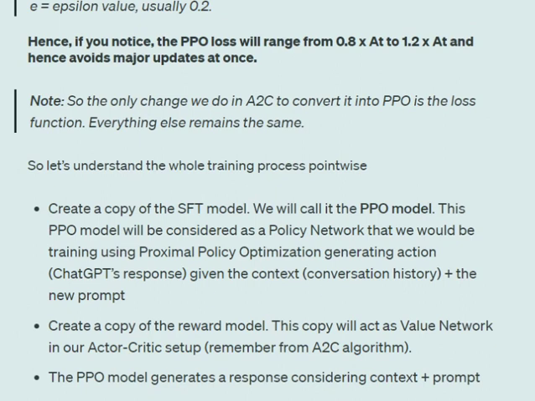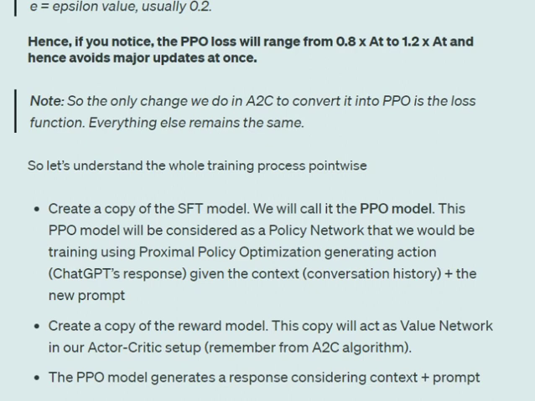So, in the advantage actor-critic method, this PPO would be taken as a policy network. It would be considered as an actor, which would be generating actions, that would be ChatGPT's response. So this whole thing has been converted into a reinforcement learning environment now. So we would be talking in terms of action, environment, agent.